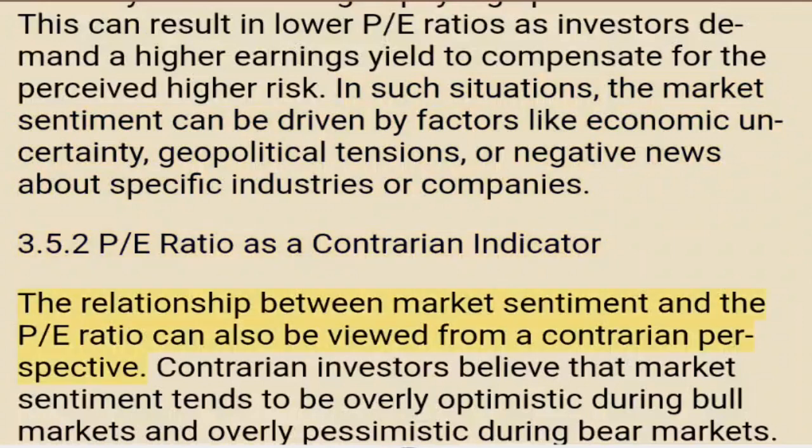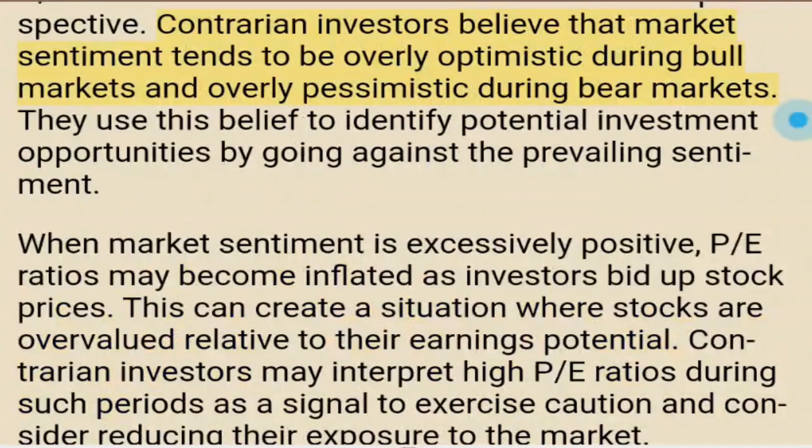3.5.2 P/E ratio is a contrarian indicator. The relationship between market sentiment and the P/E ratio can also be viewed from a contrarian perspective. Contrarian investors believe that market sentiment tends to be overly optimistic during bull markets and overly pessimistic during bear markets. They use this belief to identify potential investment opportunities by going against the prevailing sentiment.